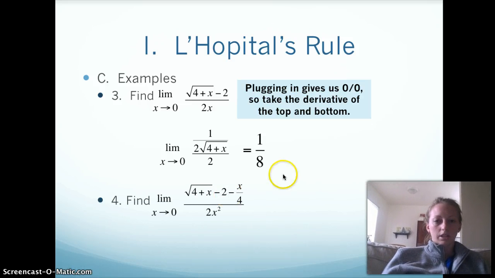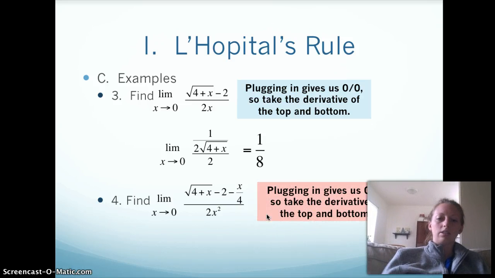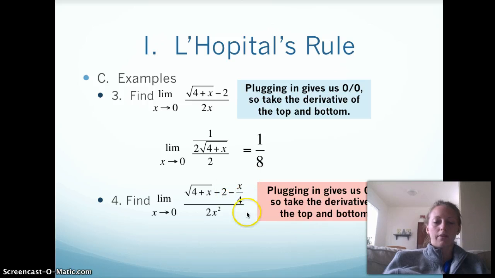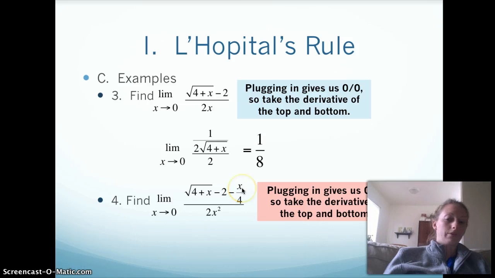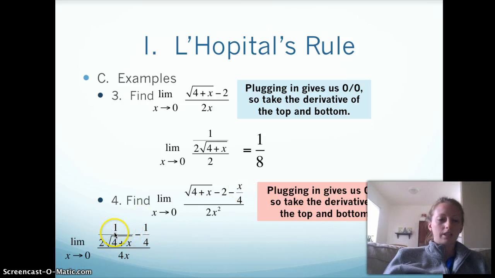This one is similar, except we've added this extra piece on the end, minus x over 4, and this x squared. So again, you're going to start by plugging in 0. We see it gives us 0 right away. So take the derivative of the top and the bottom. Keep in mind you've already done the derivative of this 4 plus x minus 2 portion, so you just have to use what we have up here and tack on the derivative of x over 4. Remember, x over 4 is the same as 1/4 x.